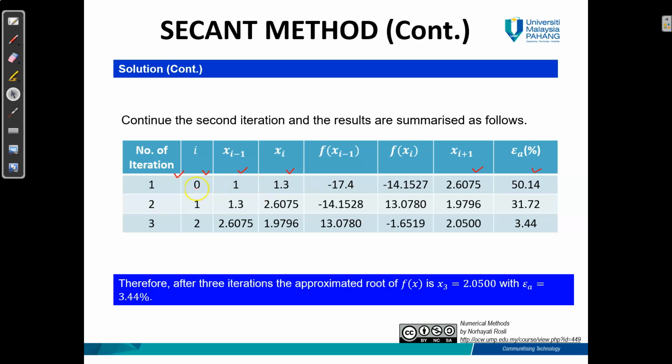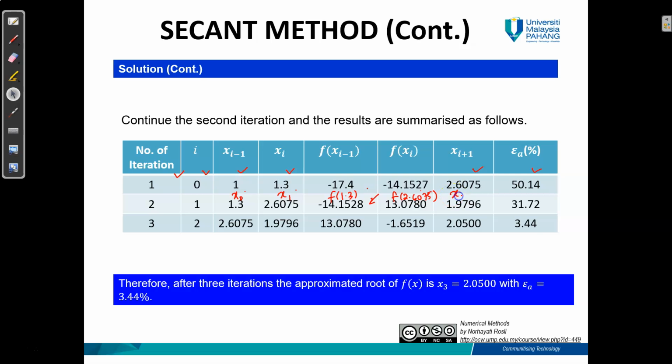Okay, because here for iteration number 1, i0, this is from the question, 1 and 1.3. This is what we did previously. Okay, and then we go to the second iteration, our i now becomes 1. So now xi minus 1 becomes x0. This one becomes xi, so i1, so x1. This is function of 1.3, so you don't have to compute because we already have it here. Just write this one. And then function of 2.6075, you need to compute this one.